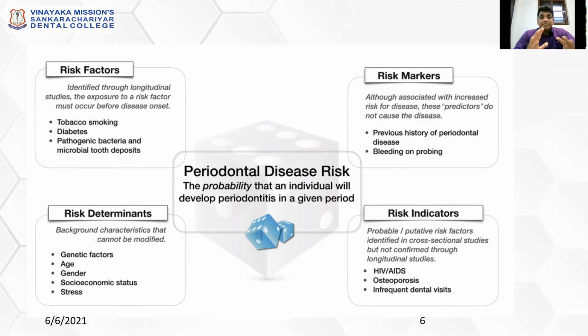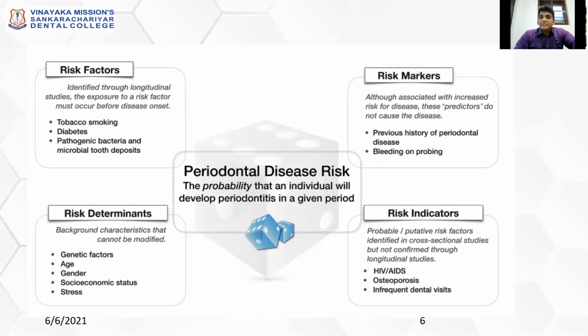The risk determinant is a background characteristic. That means we can't change it. The dentist or any practitioner can't have a role in the background. That means a genetic factor, we can't do anything about it. And the age, nothing. Like gender, for a female patient there will be a hormonal imbalance that can cause periodontal disease. In a postmenopausal woman, there will be a depletion of hormones that might cause disease. So all these, gender and socioeconomic status. A patient with lower socioeconomic status will miss some appointments and can't regularly follow up. So these things we can't control, right?